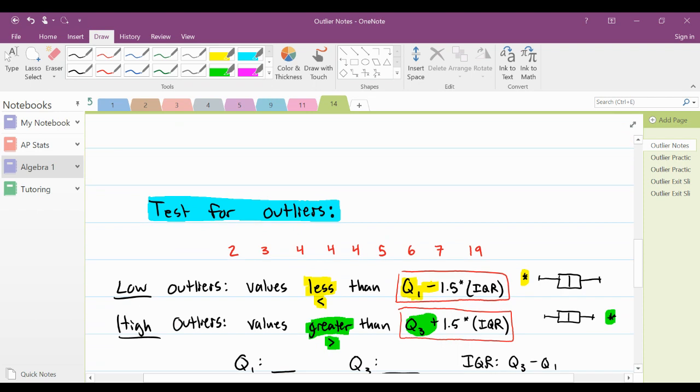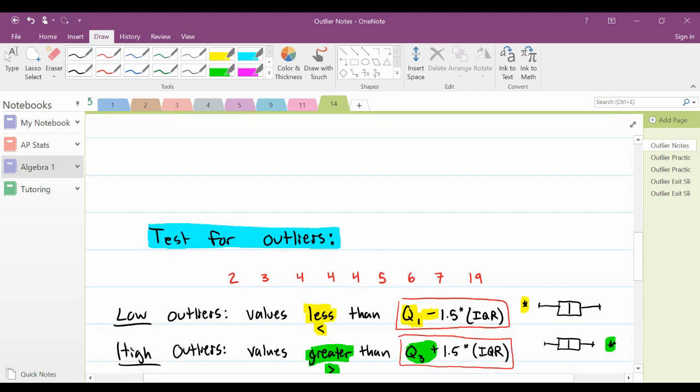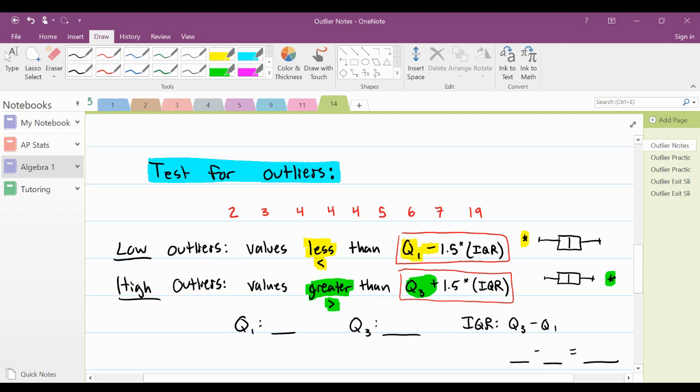So here I have this data set again, and we're going to do what's called a test for outliers. Now there's a lot here, and I'm going to talk through it. If you need to pause and write things down to start here, you can do that. I've got this same data set again about how many times these students washed their hands yesterday.